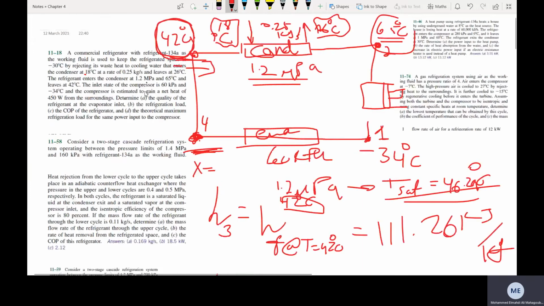So here, yeah, let me delete. You can see that this is used to keep the refrigerated space at minus 30. If you wondered why we didn't use this information in the calculation, that's because it is not a point in the cycle. It is the maintained or required refrigerated space temperature.